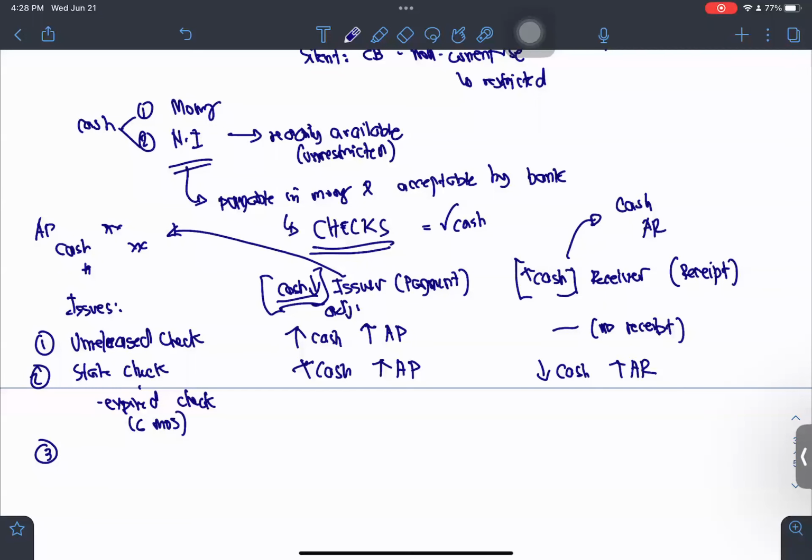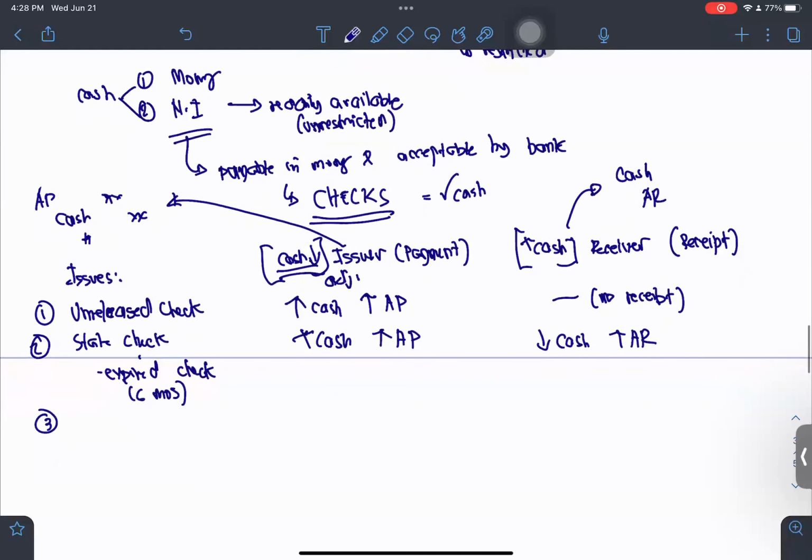Third issue on your check is your post-dated check. So what is a post-dated check? It is a check dated on a future date. Okay, it is a check dated on a future date. So in short, let's say today is June 21. You receive a check which is dated, let's say, July 15.